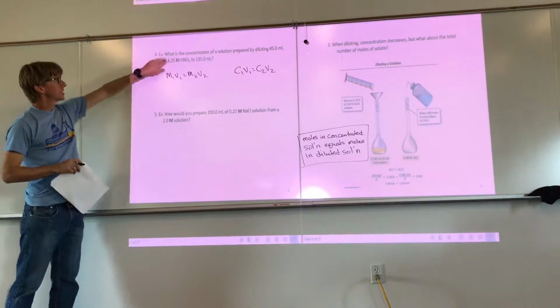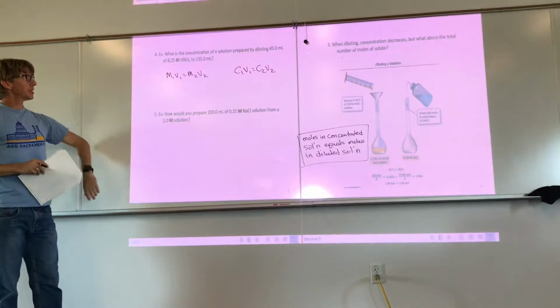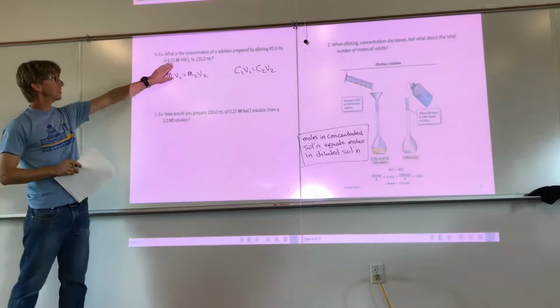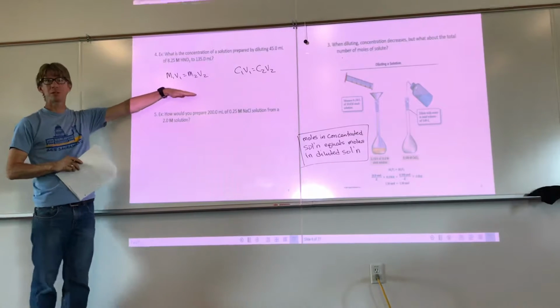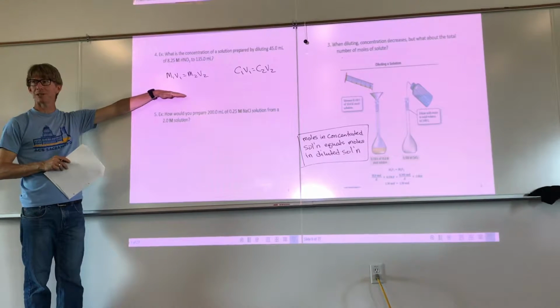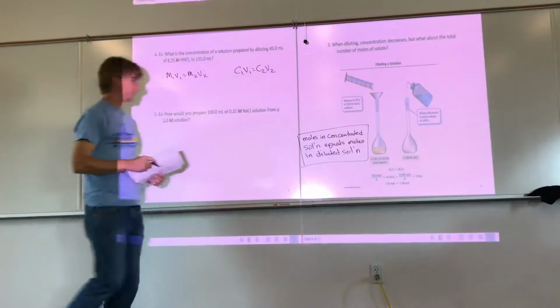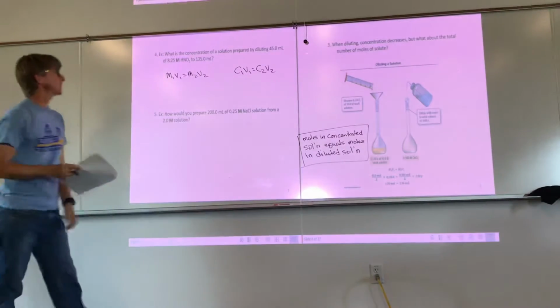Well, this is lovely. What is the concentration of a solution prepared by diluting 45 milliliters of 8.25 molar nitric acid to 135 milliliters? Look, I've already got my equation right here. I guess I could use either one, actually.